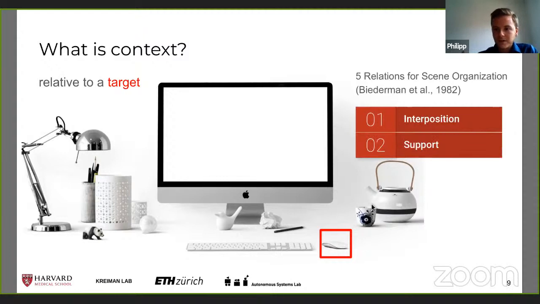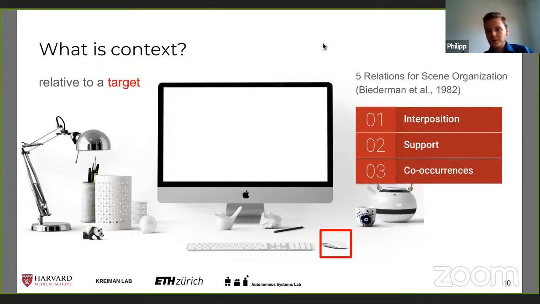The second one is support. Here we expect the target object, the computer mouse, to rest on a surface, so perhaps on a desk. And it's definitely less likely to observe a computer mouse floating up here in the air.